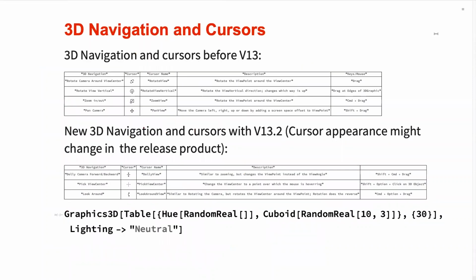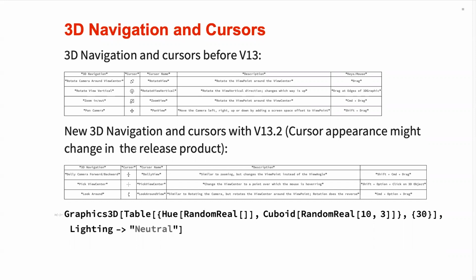So the next topic is about 3D navigation. For quite a few versions since version 6, we have had 3D navigation like rotation, zooming, pan, and also view vertical rotating, where you're just changing the view vertical. So there are different icons for that.